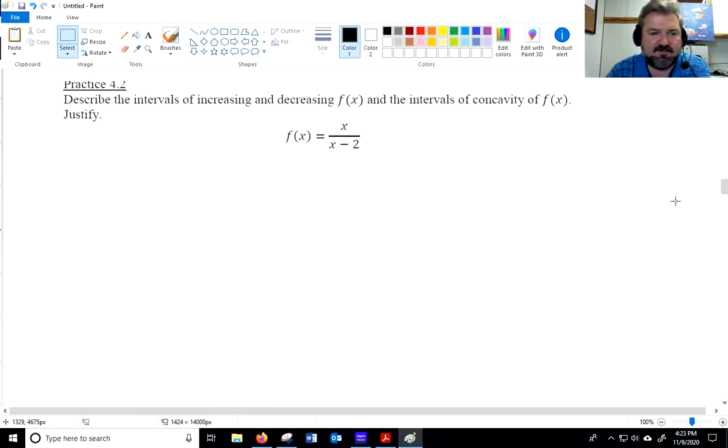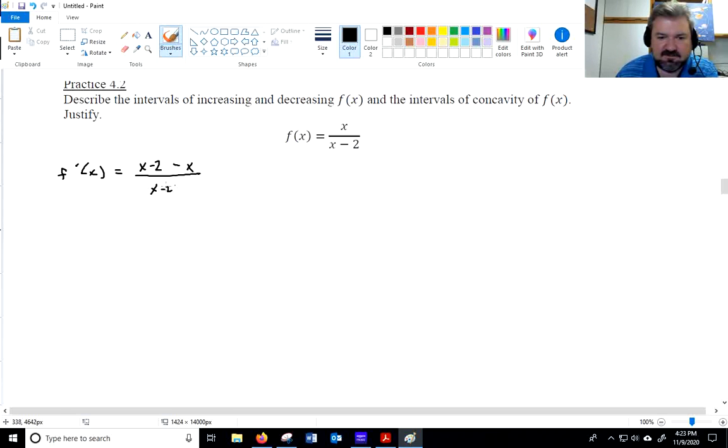All right, practice 4.2. Describe the intervals of increasing, decreasing f of x and the intervals of concavity. Give it a try. Okay, to get intervals of increasing and decreasing, that's the first derivative. So I'll take f prime of x is equal to low d high minus high d low all over low low. So this cleans up as just a negative 2 over (x minus 2) squared.